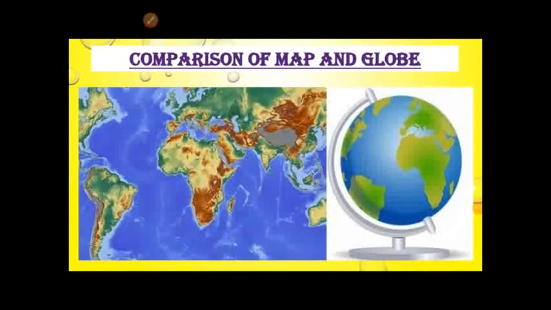Comparison of map and globe. A map is a two-dimensional form of the earth. A globe is a three-dimensional model of the earth. A map shows a small or a large area. A globe is a true model of the earth.